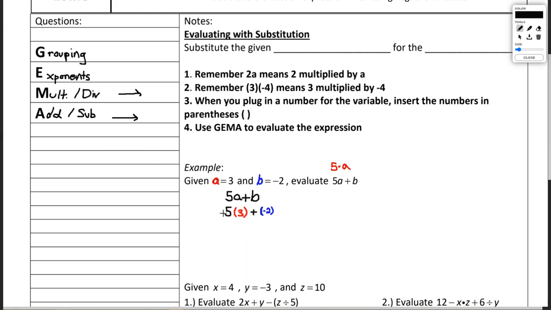So here we have 5 times 3 plus -2. There's no grouping. Okay, so if I write GEMMA on the side to help me remember my order, we don't see any grouping. There are not any exponents. But we do have multiplication. Remember, the number next to the parentheses means multiply. So we're going to do 5 times 3 first. 5 times 3 is 15 plus -2. Okay, so no more multiplication or division. So now I need to look at adding or subtracting.